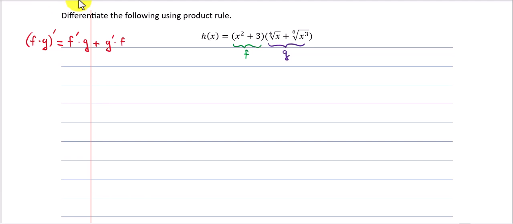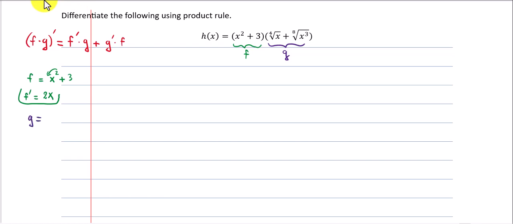I let my f equal x squared plus 3. And then I apply the power rule. I can bring the 2 down. That will be 2x, subtract 1 from the exponent. Number 3 becomes 0 because it is a constant. When you take the derivative of a constant, it becomes 0. And then we will take the derivative of the other function, the function g.